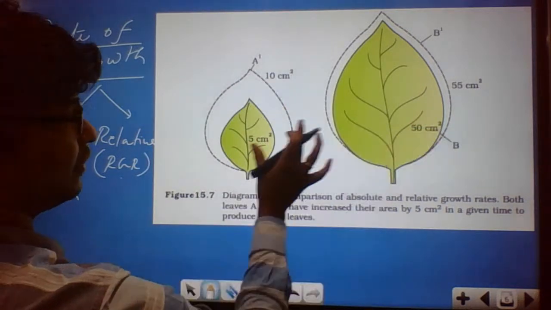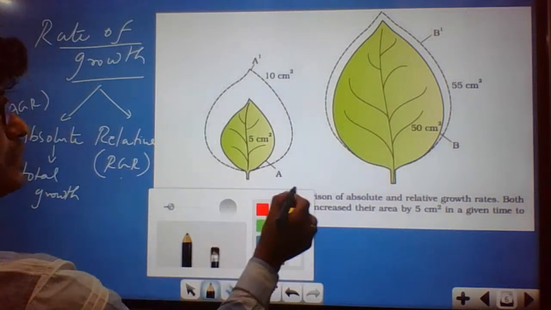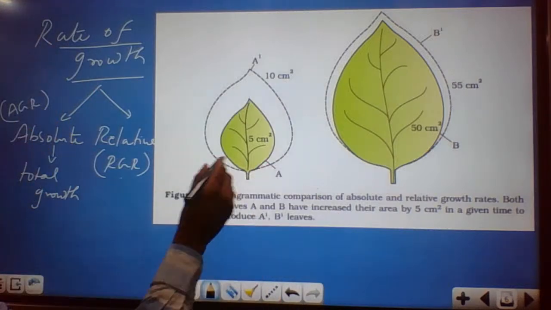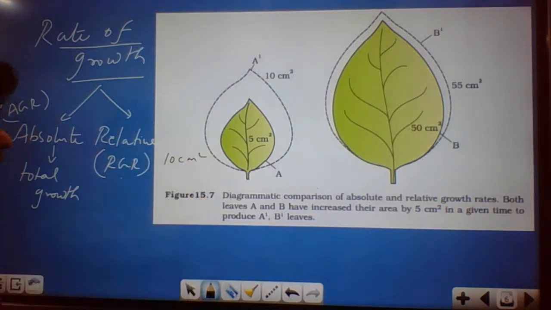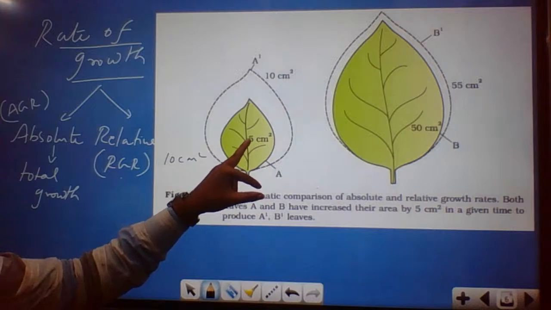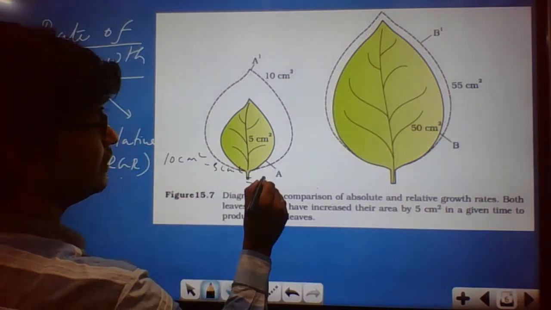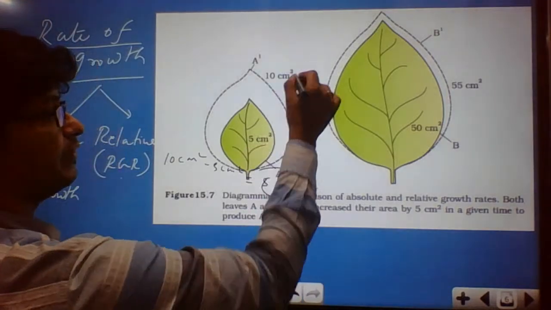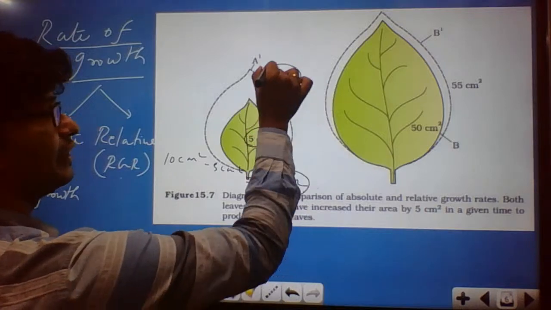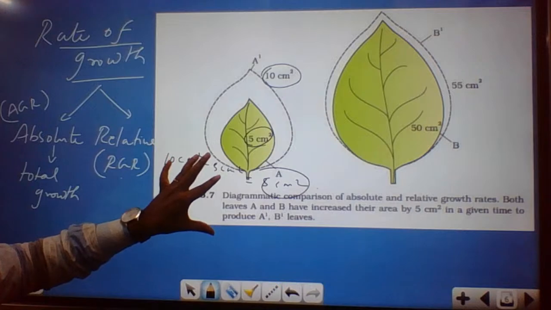This is the initial part where you can see the green part. If they ask you to calculate the absolute growth rate, how do you calculate it? It is based on 10 centimeters square minus 5 centimeters square, which gives 5 centimeters square. You take the difference between this 5 centimeter square and the 10 centimeter square. This is how you normally calculate the absolute growth rate.